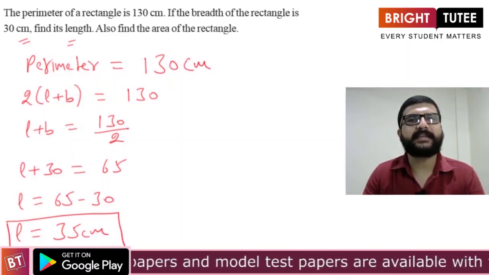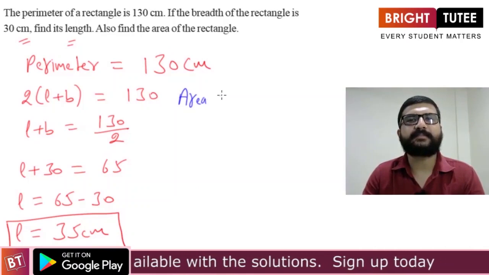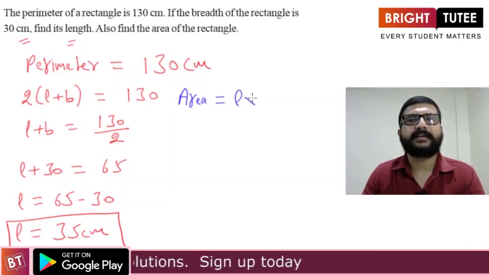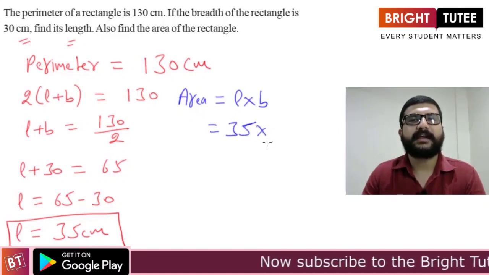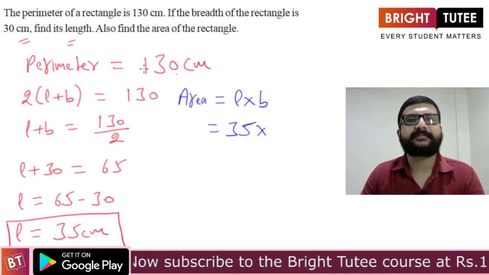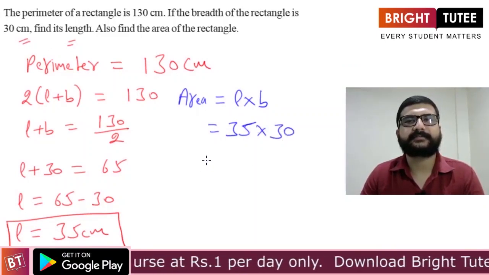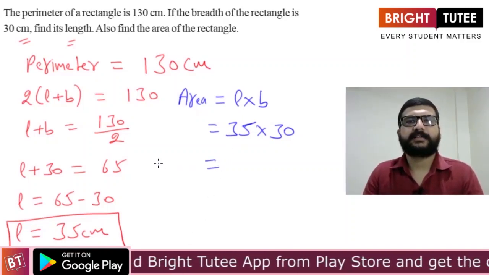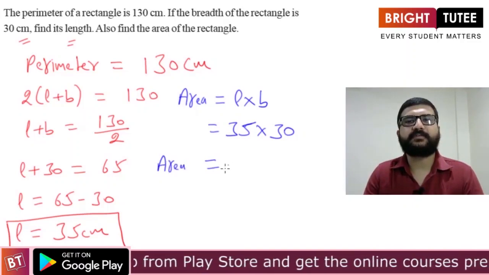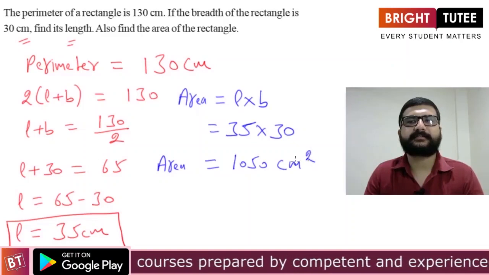Now what else do we have to find? We have to find the area of the rectangle. And how do we find area? We know area is the product of length and breadth. It is L into B. Now what is the value of L? It is 35 into B, and the value of B is given as 30 centimeters. So this is 35 into 30. So therefore area will be equal to 1050 square centimeters.